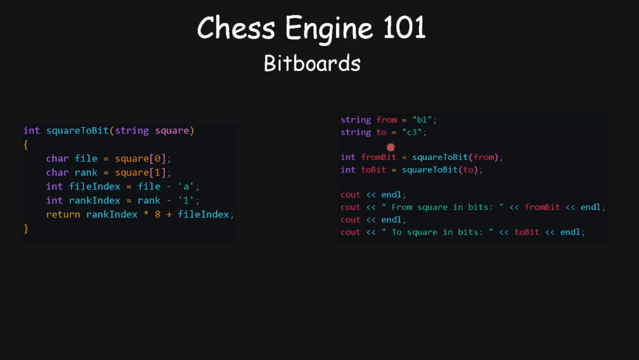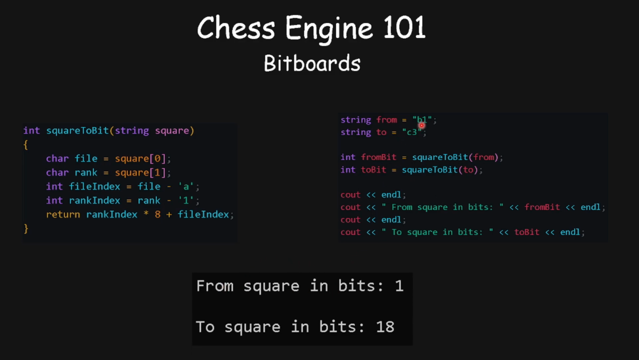Now to use this function, we can start by defining which is the starting position. Let's say B1, that's where the white knight is. And to move it to C3, for example, that's one of the starting moves a white knight can do. So we just get the bit from and the bit to. And when we print this, you can see the from, which is B1, becomes the 1 bit, and the to, which is C3, becomes the 18 bit.